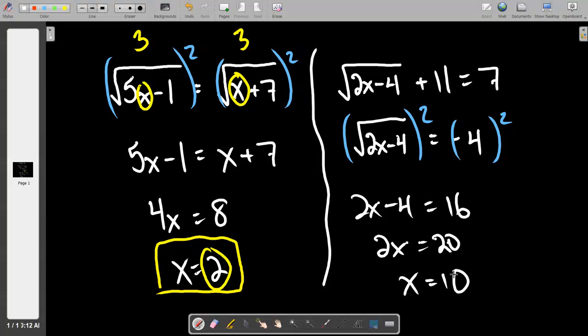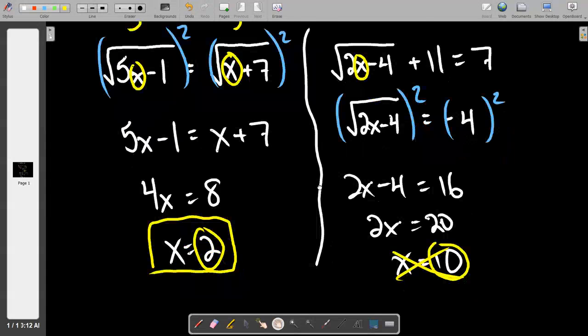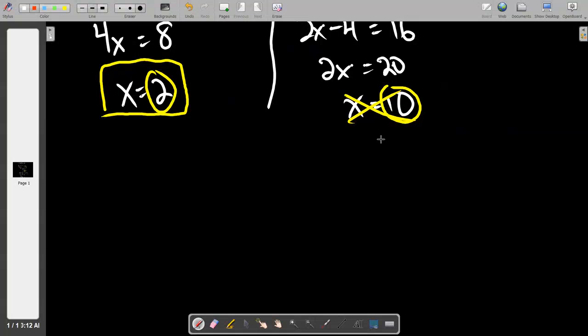And then you plug it back in, because that's what you do. You take 10 and put it right there. What's 2 times 10? 20. 20 minus 4? 16. Square root of 16 is 4. 4 plus 11 is 15, which does not equal 7. Therefore, this is not a solution. I would cross it out. And because it was my only candidate, there is no solution. This is going to be a very uncommon occurrence for this introductory level of radical equations, but I want you to be aware that it is a possibility.